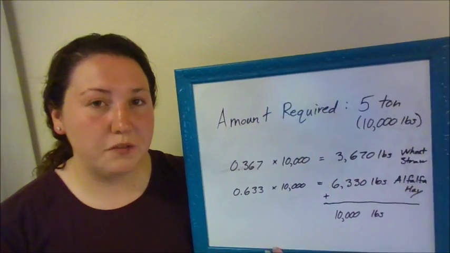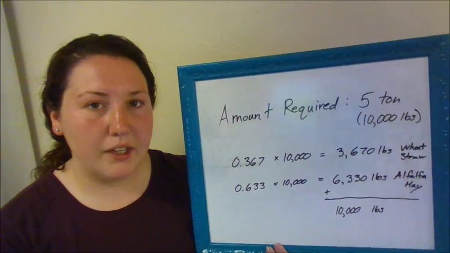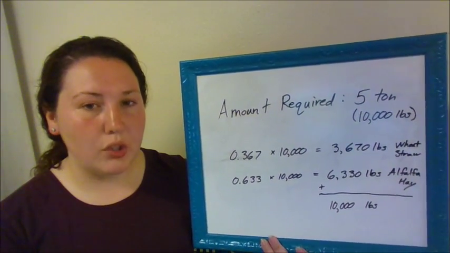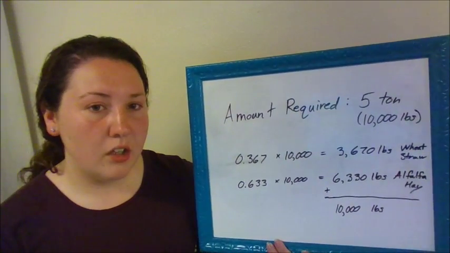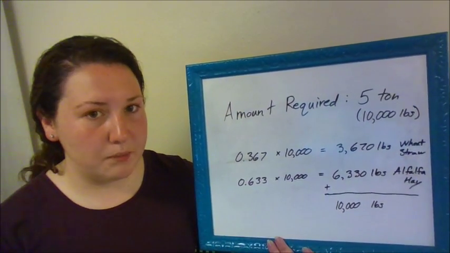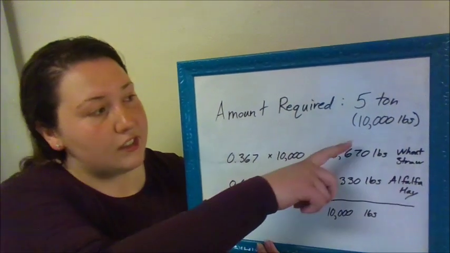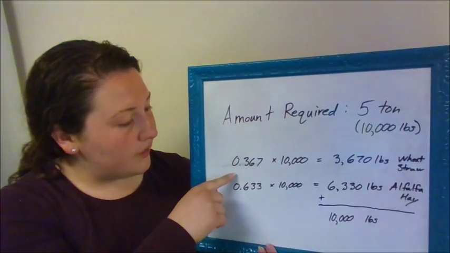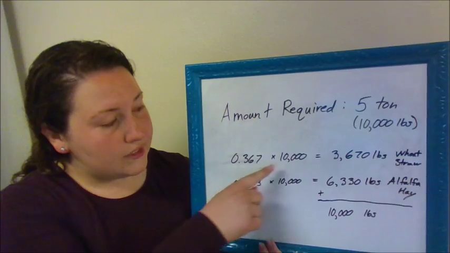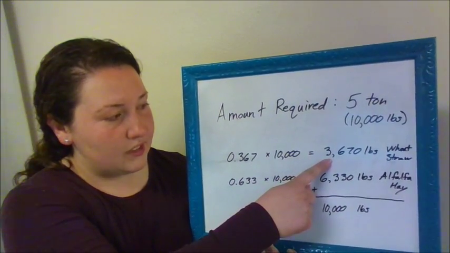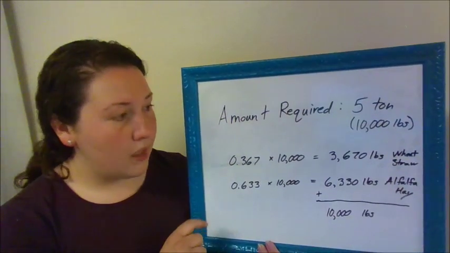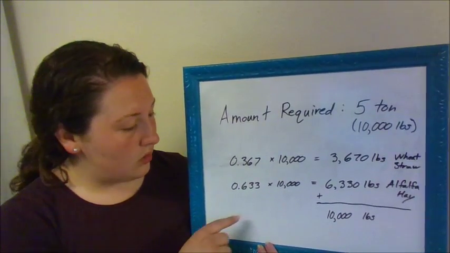Step 7, which is your final step, is multiplying the percent of feed needed by the total amount of feed required. Now the scenario calls for 5 ton. 1 ton equals 2,000 pounds, so 5 ton is 10,000 pounds. So you'll take the percent in decimal form, times it by your 10,000, and it equals 3,670 pounds of wheat straw, which is required for the ration.